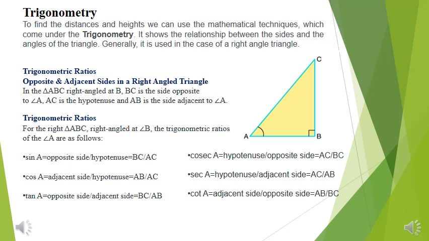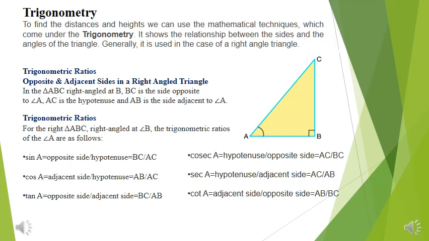Students, look at the given triangle, which is a right angle triangle, where the right angle is at B and the remaining two angles, A and C, are acute angles. So here are some trigonometric ratios like sine, cos, tan, cosec, sec and cot. Using the sides and angles, we find the values of trigonometric ratios.